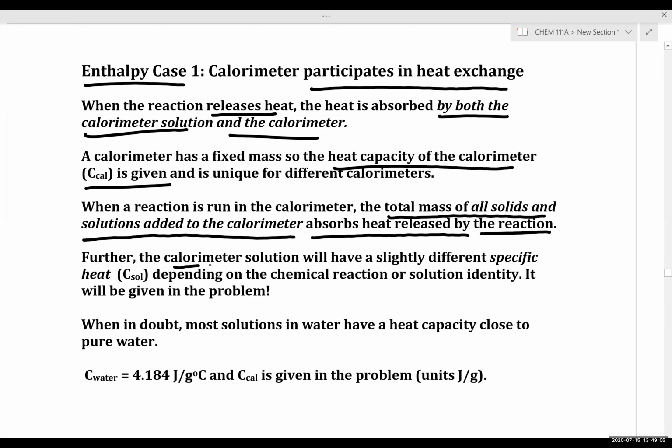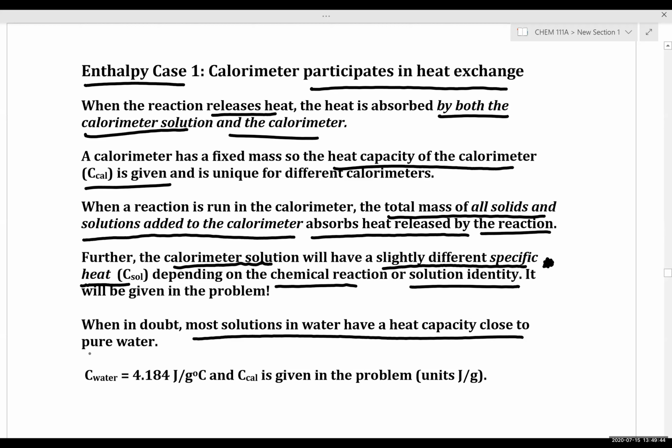Further, the calorimeter solution will have a slightly different specific heat depending on the chemical reaction or solution identity. It's not going to be pure water anymore. The reaction is occurring in solution, and the solution is absorbing heat from the reaction. So you will almost always see a unique specific heat for the calorimeter solution, though in general, most solutions in water will have a heat capacity close to that of pure water.